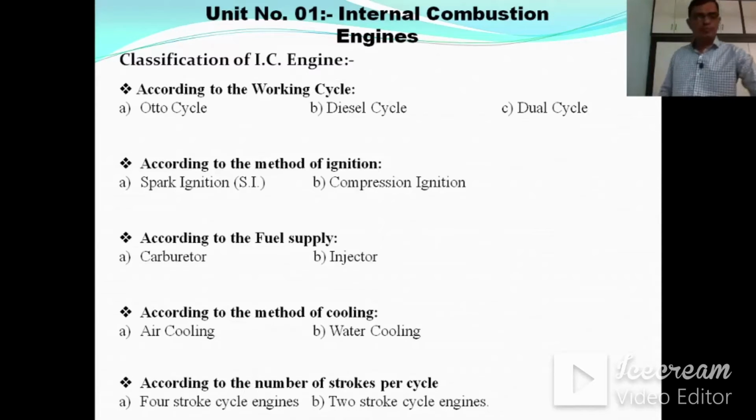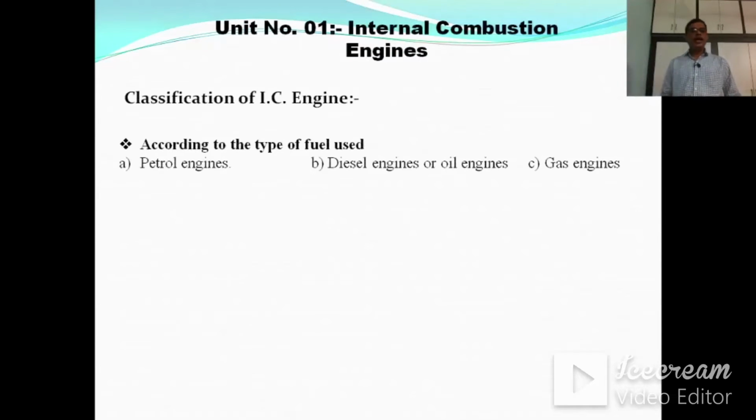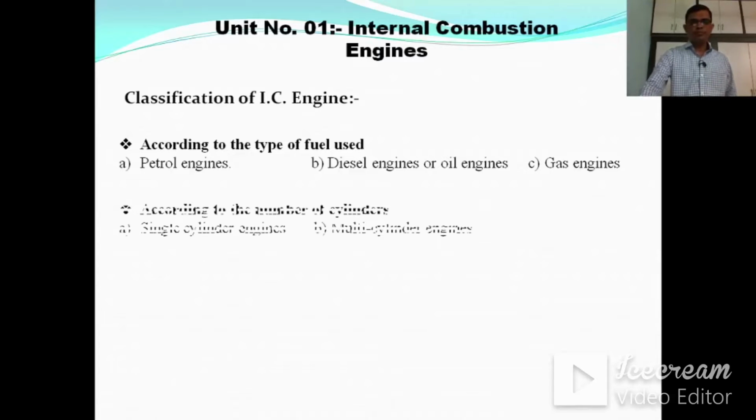Now we will move to our next classification. The next classification is according to the type of fuel used. There are 3 types of fuel we can use in IC engine. First one is petrol engine, second one is diesel engine or oil engine, and third is gas engine. We are familiar with this type of engine or fuel system.